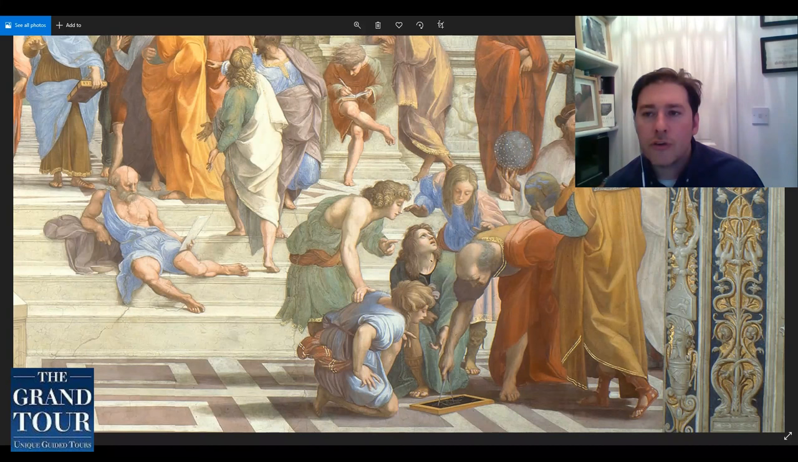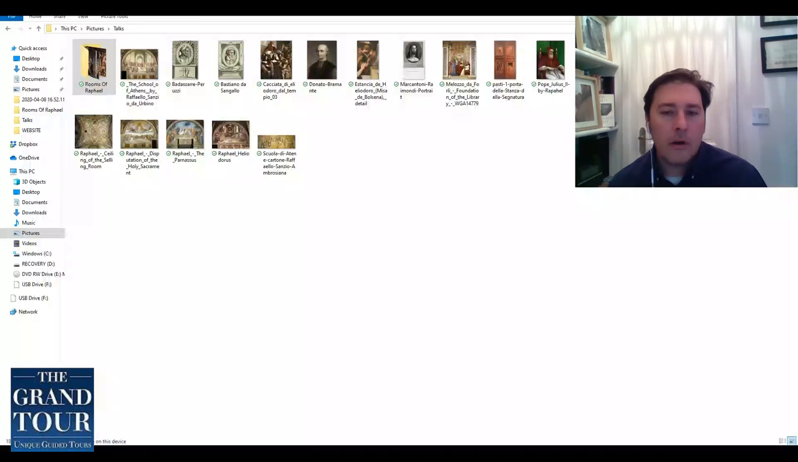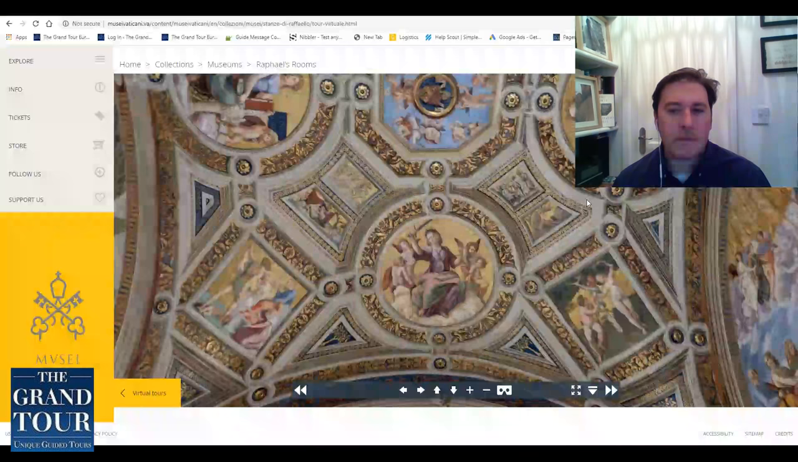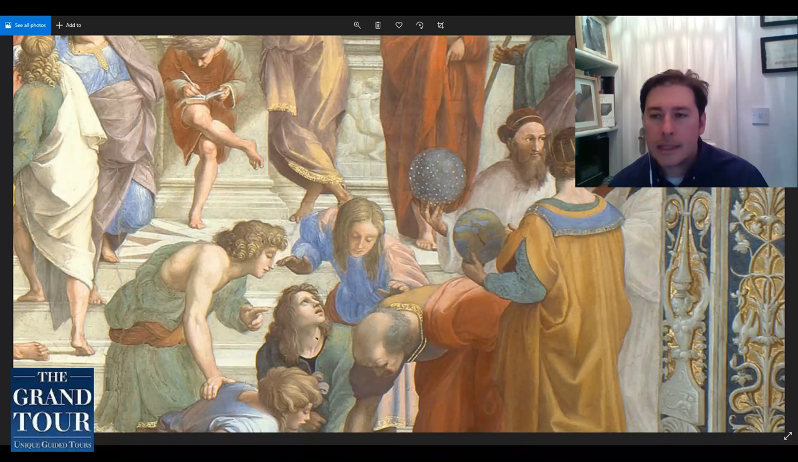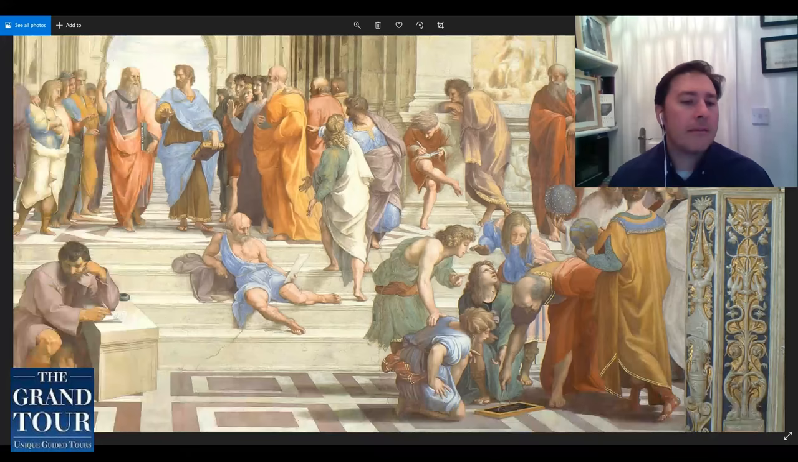And then two other figures. This is probably Apelles, the Greek painter, and this is the portrait of Raphael here. So that's young Raphael. This is a self-portrait, and it was quite common to put your own image in there. And there's another one, probably Antonio Bazzi, whose nickname was Sodoma, which I think doesn't need any further comment.